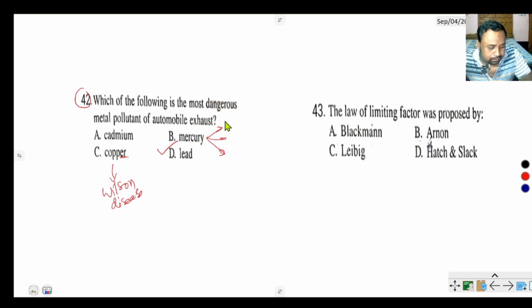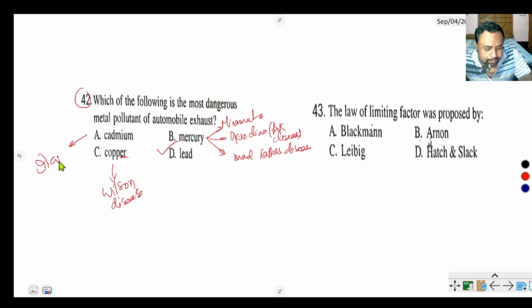In mercury, first, Minamata disease occurs. Acrodynia or pink disease, and Mad Hatter's disease also occur. This is cadmium. It is caused by Itai-itai disease. That is a neurodegenerative disease.